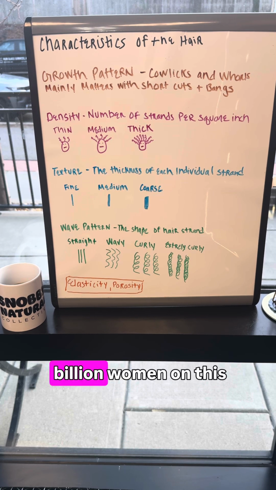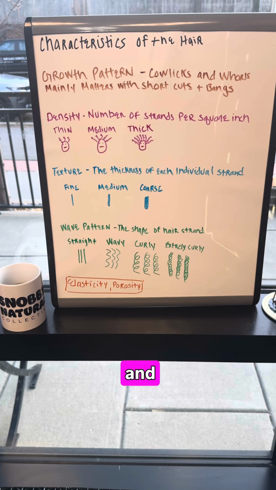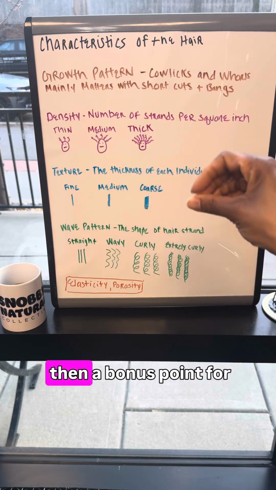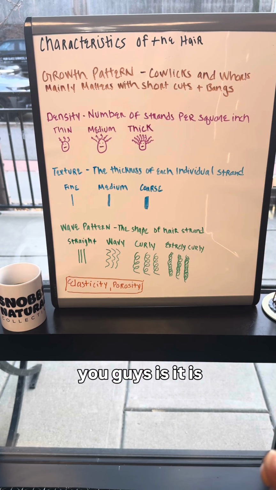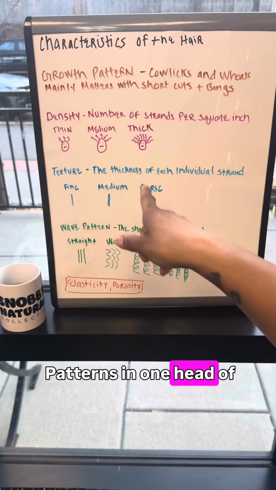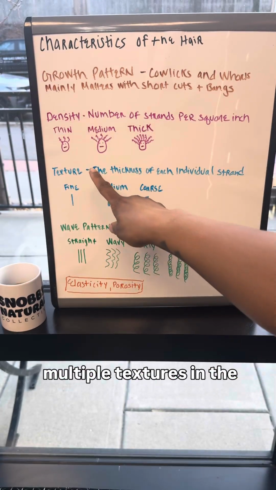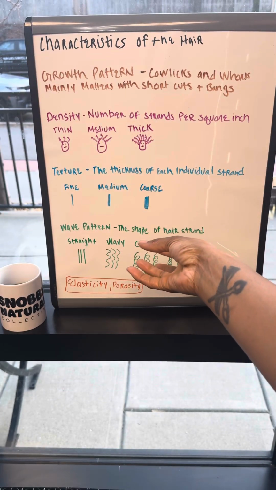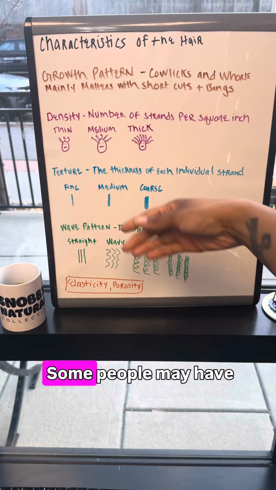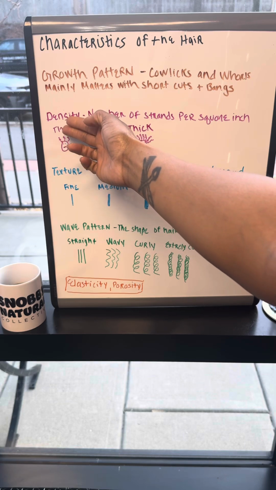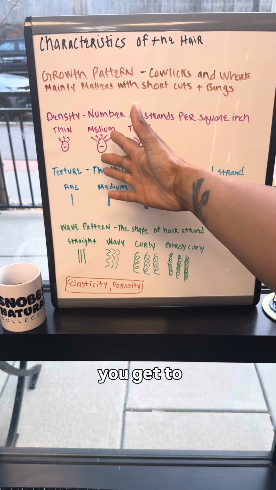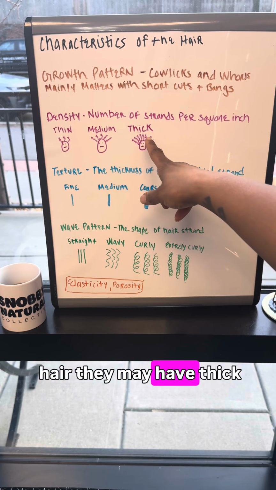There's over 4 billion women on this planet Earth, and you can mix and match these many different ways. There's so many ways. And then a bonus point for you guys is it is possible to have multiple wave patterns in one head of hair. It's possible to have multiple textures in the same person's head of hair. And it is possible to have multiple densities in one head of hair. Some people may have on the edges or the nape area, they might have thin density. And then when you get to maybe the middle of the hair, they may have thick density.